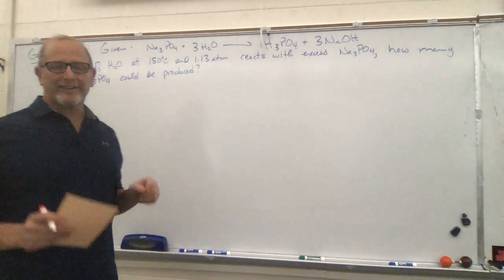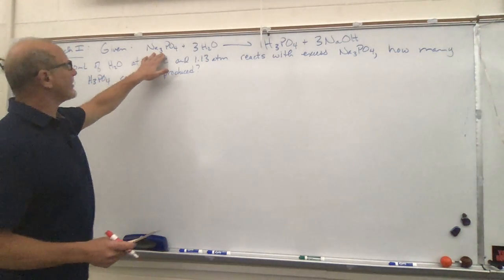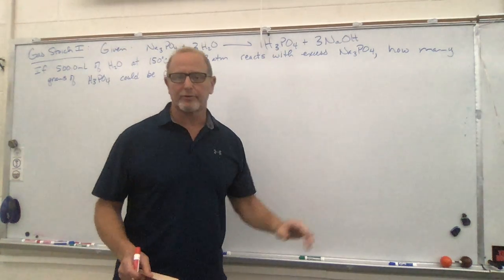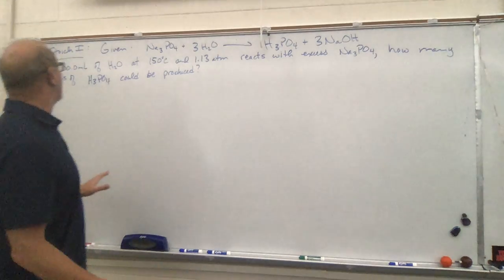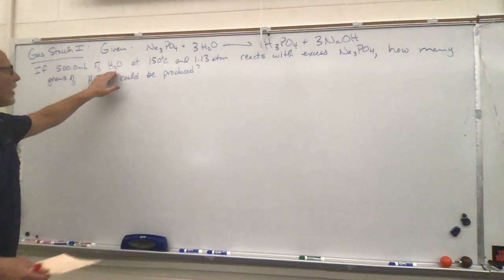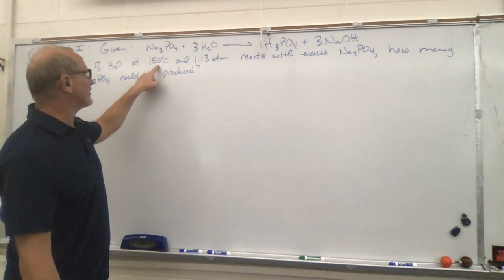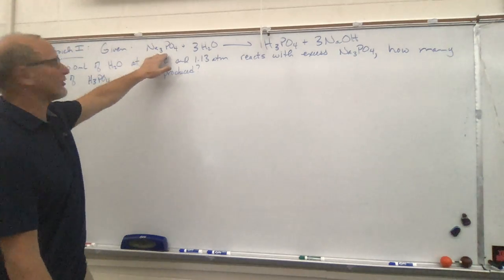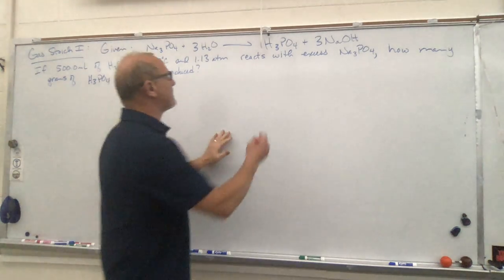I've got another gas stoich problem for you to solve. Now this one, they gave us the reaction. Sodium phosphate reacting with a little bit of water, going to make some phosphoric acid and sodium hydroxide. Now you're thinking, how does this really become a gas stoich problem? Well, what they did was collect 500 mL of water. The problem is that water was vapor. It's at 150 degrees Celsius and at a little bit of a high pressure. That's going to react with excess Na3PO4. They want to know how many grams of H3PO4.